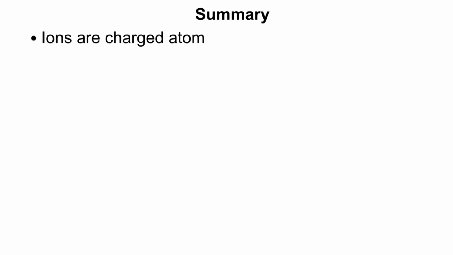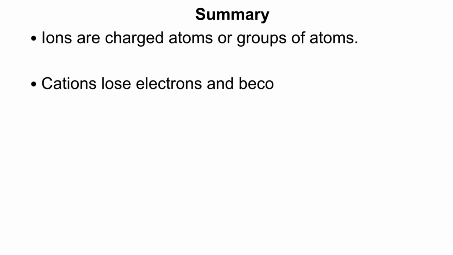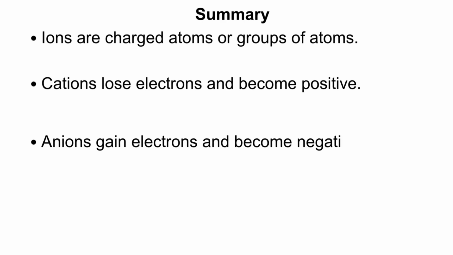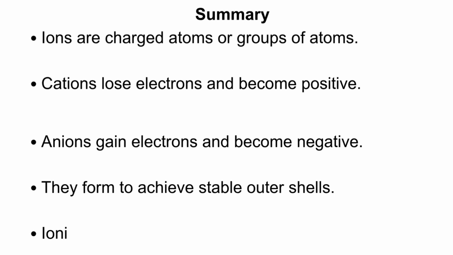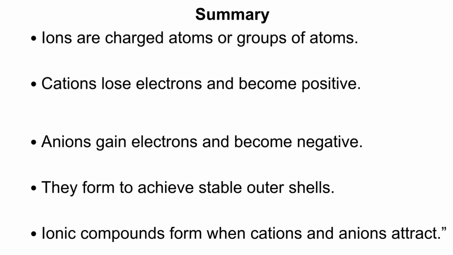Let's summarize what we have learned today. Ions are charged atoms or groups of atoms. Cations lose electrons and become positive. Anions gain electrons and become negative. They form to achieve stable outer shells. Ionic compounds form when cations and anions attract.